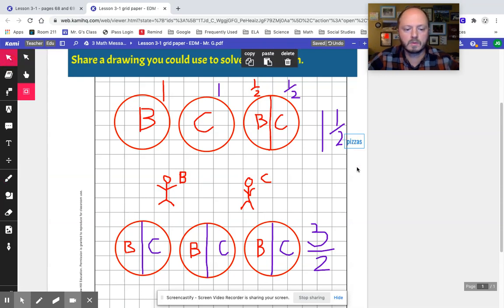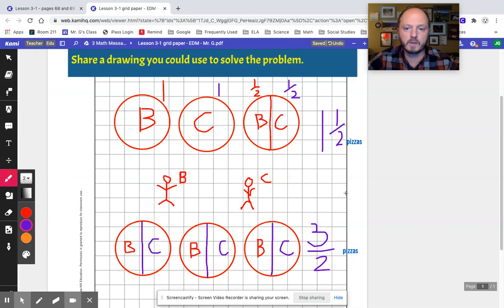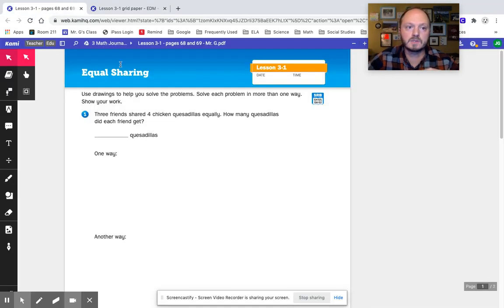And that is, well, the same thing, really. It's just shown differently. This is an improper fraction. This is a mixed number. And we haven't talked too much about that, but they are both equal to each other. So in our journal for lesson 3-1, pages 68 and 69, you literally have 2 problems.